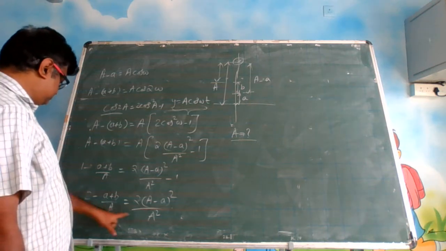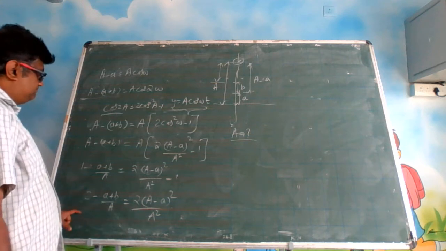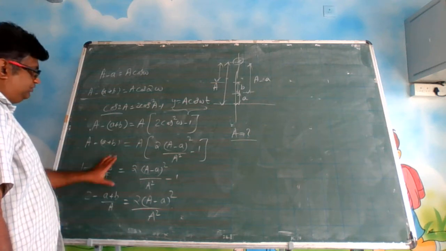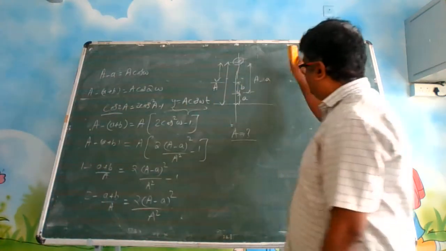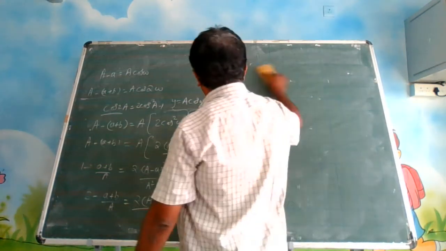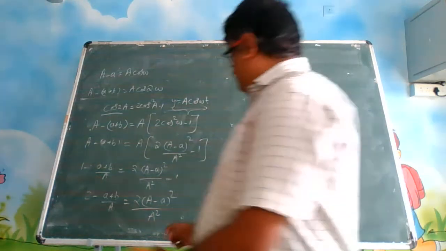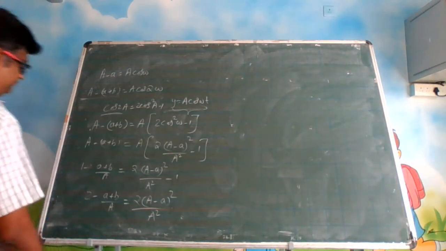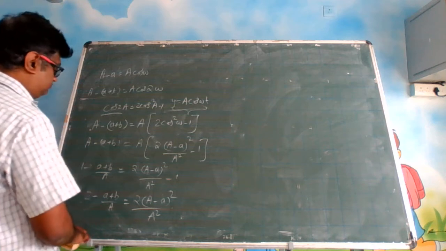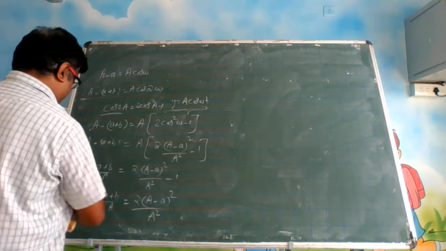2 minus, let me just rub this. You have noted down this diagram now. So this is becoming complicated now. It is in the denominator now. So can we do something like this? Remove this.